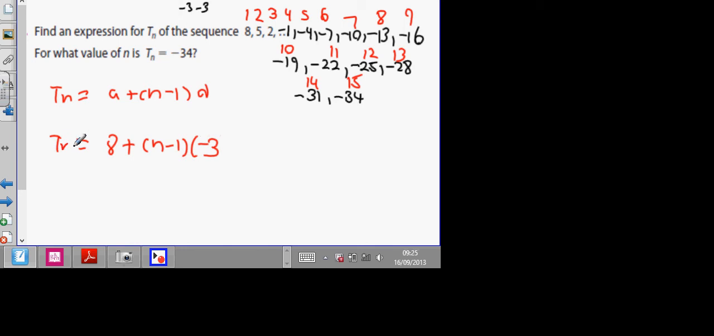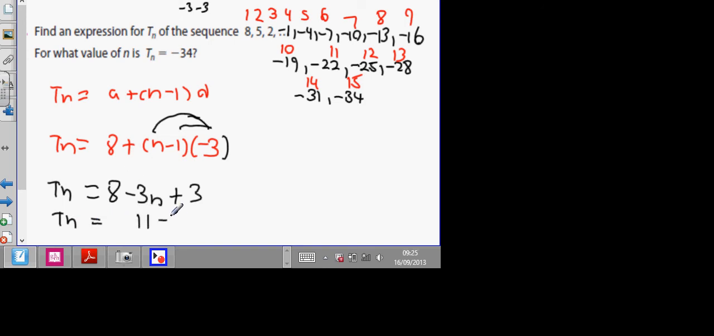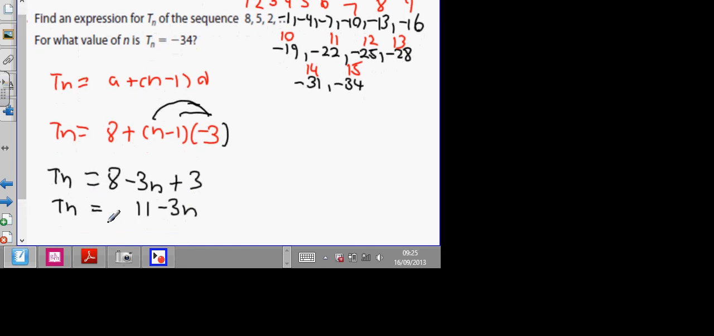Now, therefore Tn has to equal this. So you multiply in -3 and what do we get? -3 times n? Anybody? -3n. -1 times -3? Plus 3. Tn therefore must equal 8 plus 3, 11 minus 3n. If I replace n with any number, it will tell me what term that is.